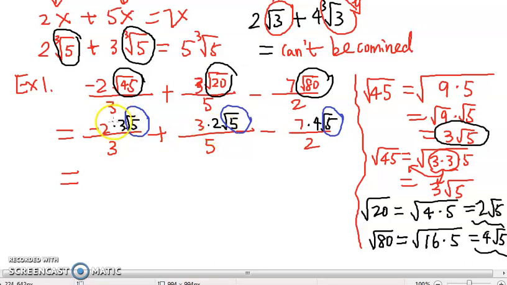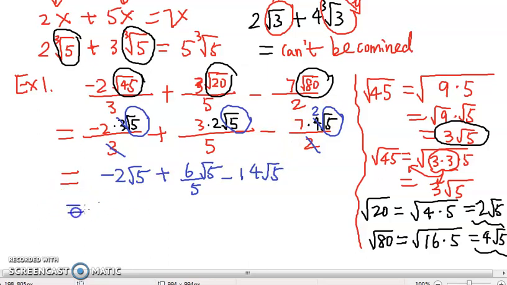If it's like the first one, this 3 and the 3 can be reduced, you can go ahead and do that. And there's a 2 and a 4 that can be reduced to get a 2 here. But the second one, there's nothing to reduce. So we can still write down the simplified version, which is negative 2 square root of 5 plus 6/5 square root of 5 minus 7 times 2, which is 14 square root of 5.